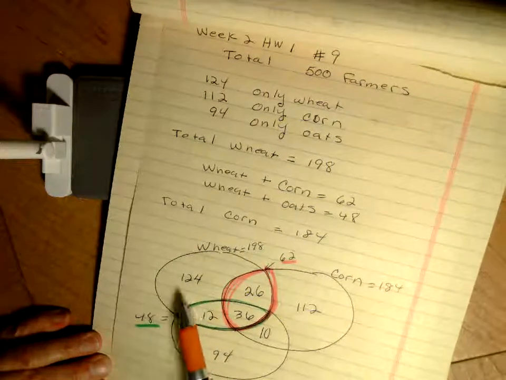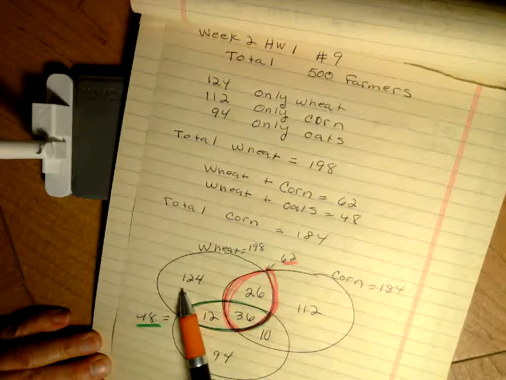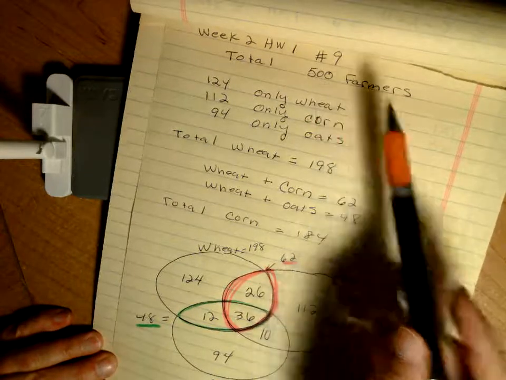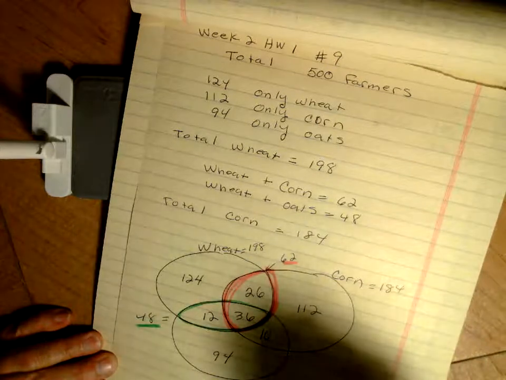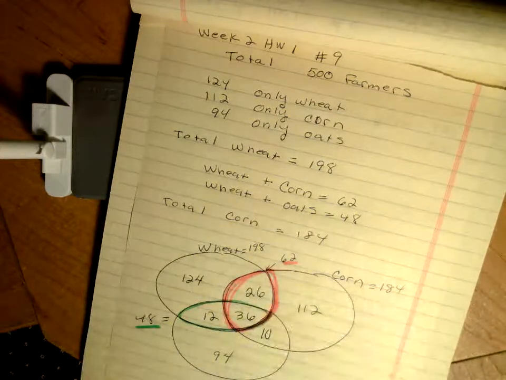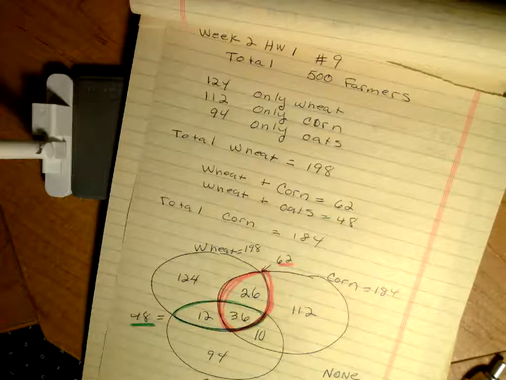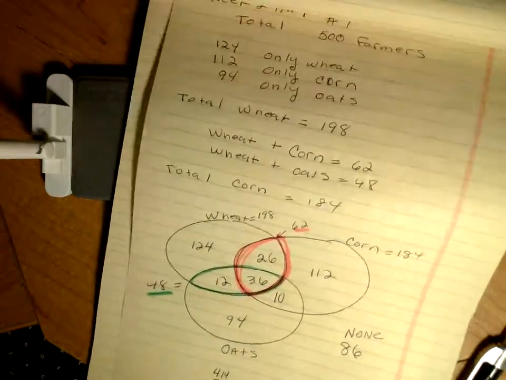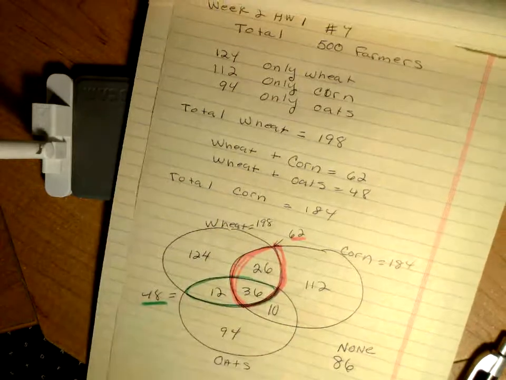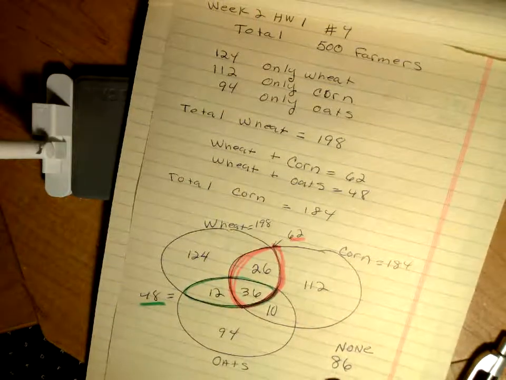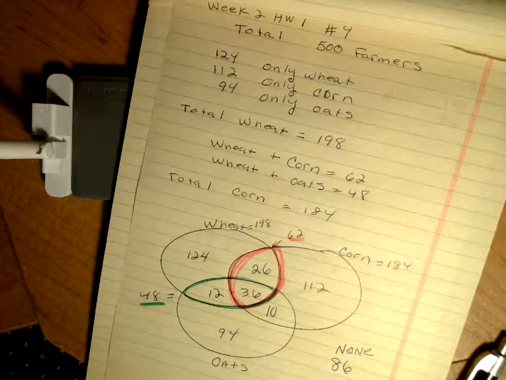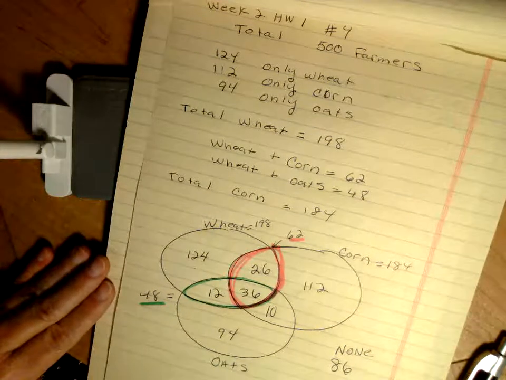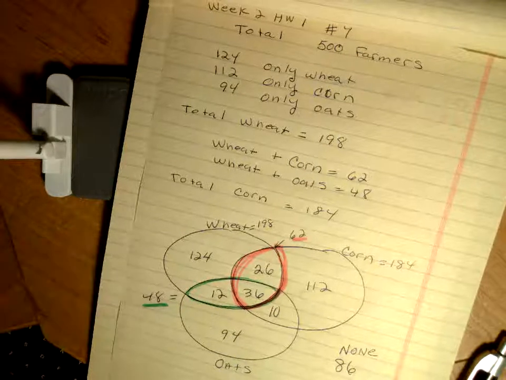And what I want to do is add it all up. And I want to see if it equals 500. And if it doesn't equal 500, whatever's left, that number will go on the outside. So after we add that all up, we end up getting 414. When I subtract it from 500, we get 86. None of them grow. And then from here, you can go in and fill in all the questions.